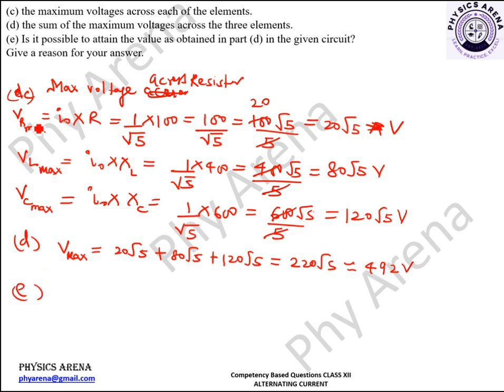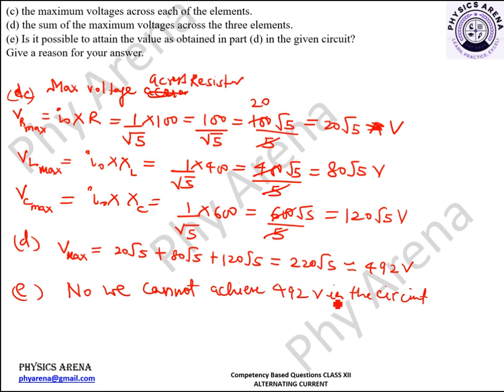And in part E, it says, is it possible to attain the value obtained in part D in the given circuit? So, no, we cannot achieve 492 volt in the circuit, because these values are calculated with phase differences. When the phase difference across the capacitor is some value, then the voltage will be different. It is the maximum that it can have. So in any case, it is never possible that each of the elements has its peak value at the same time.